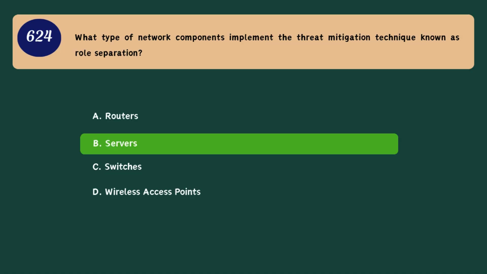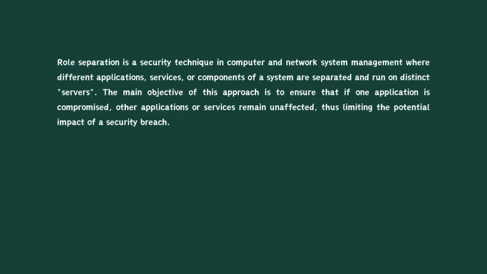Correct answer. B. Servers. Role separation is a security technique in computer and network system management where different applications, services, or components of a system are separated and run on distinct servers. The main objective of this approach is to ensure that if one application is compromised, other applications or services remain unaffected, thus limiting the potential impact of a security breach.